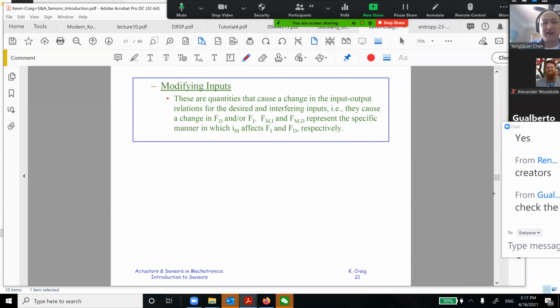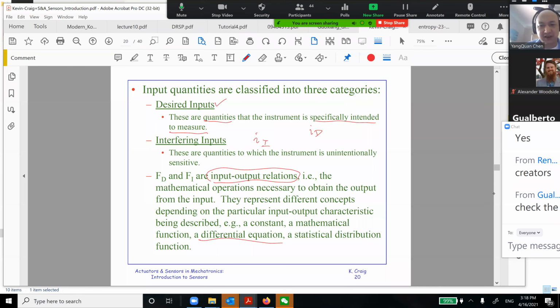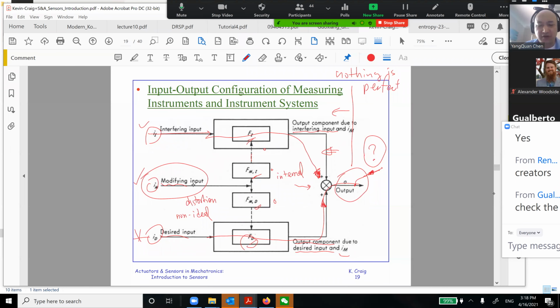What are the modifying inputs? These are the quantities that cause a change in the input-output relationship from desired and interfering inputs. So it itself causes a change in this relationship, okay? How they affect this one is shown in this one. So you have modifying inputs going through this one, added on top of this one, going through this one.